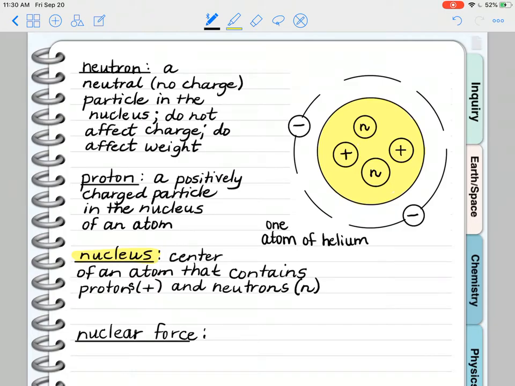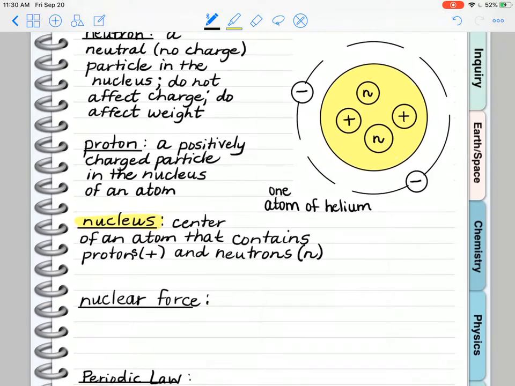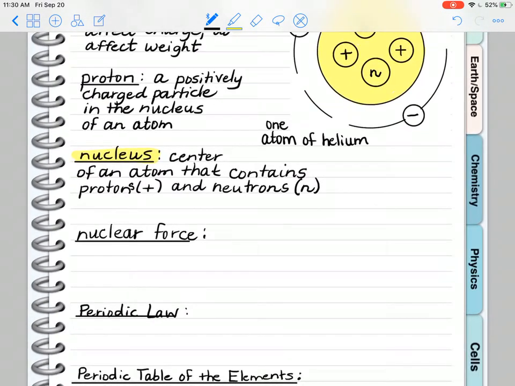And you know about nuclear energy. You may have heard about the nuclear plants at Oak Ridge. That's what they're dealing with. They're splitting that nucleus apart, and that releases huge amounts of energy. So nuclear power relates to the nucleus of an atom.